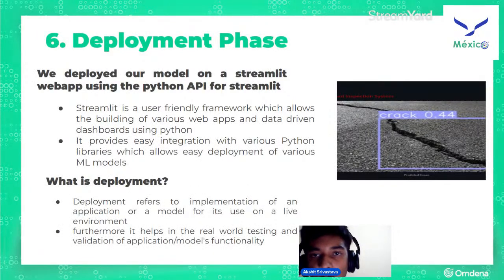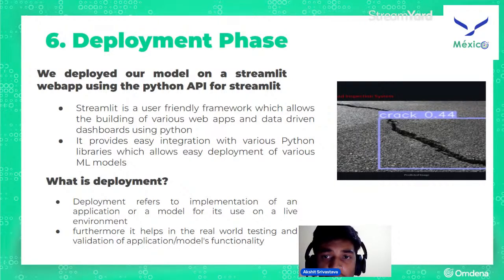Hello everyone, I am Akshay Srivastav, and I will be discussing the deployment of a machine learning model using Streamlit. Streamlit is a user-friendly framework that simplifies the process of building web apps and data-driven dashboards with Python. It provides easy integration with various libraries, making it an effective platform for deploying models.